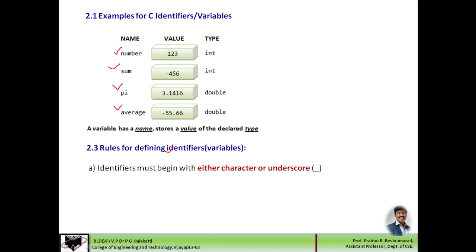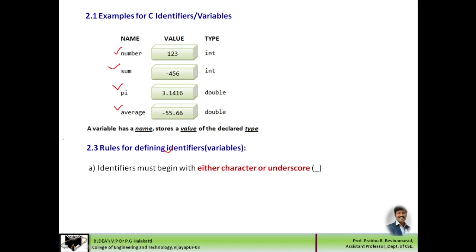We have a set of rules to construct identifiers. Let us look at those rules one by one with very good examples.